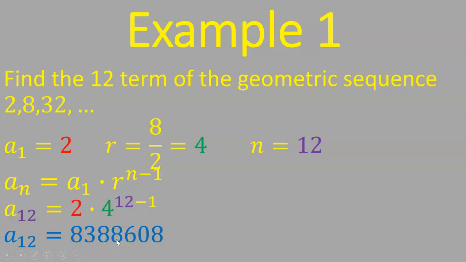8,388,608. With geometric sequences, you often get large numbers pretty quickly because you're multiplying over and over. Notice also this A sub 12, that's just a label meaning the 12th term.